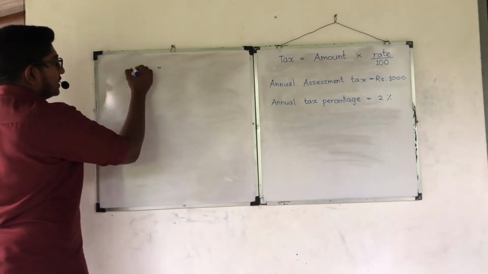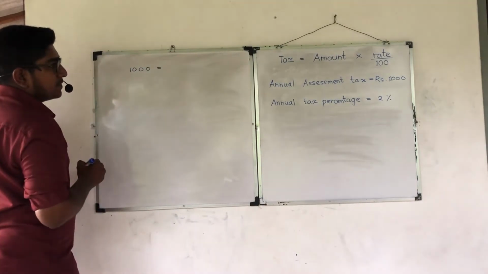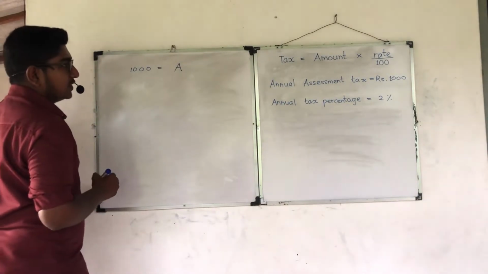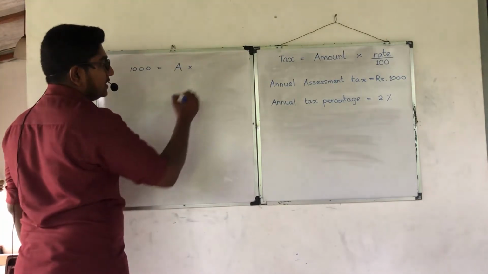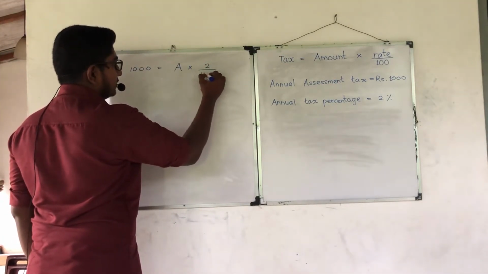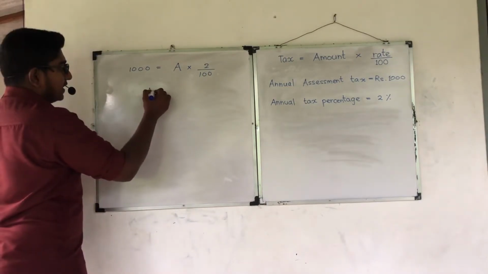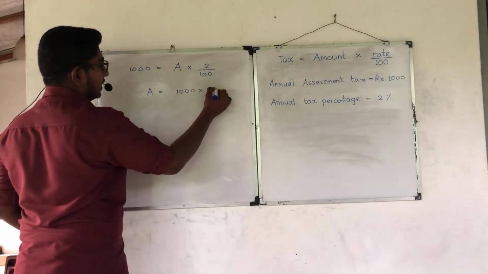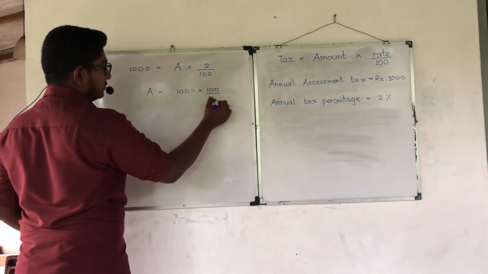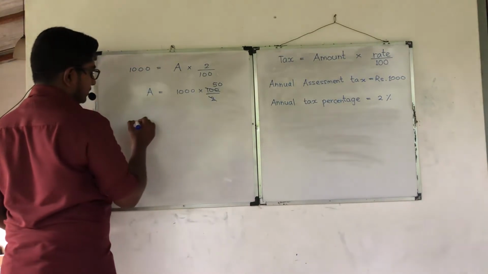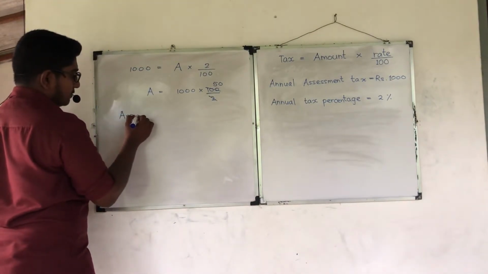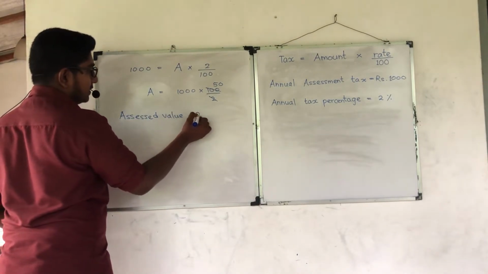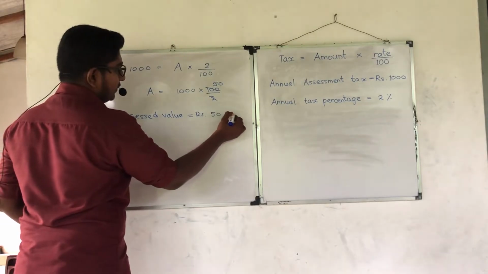The tax value is 1,000 rupees. Amount is unknown, so put any unknown term for that, into tax percentage, which is given as 2%. When we make A the subject, we will get 1,000 multiplied by 100 divided by 2. Assessed value of this property is 50,000 rupees.